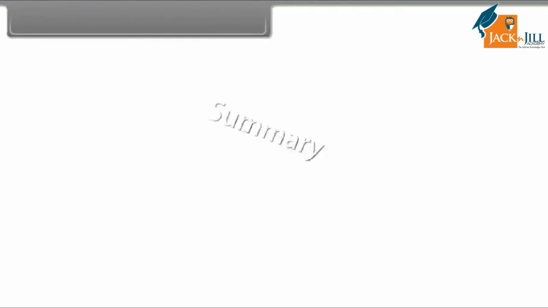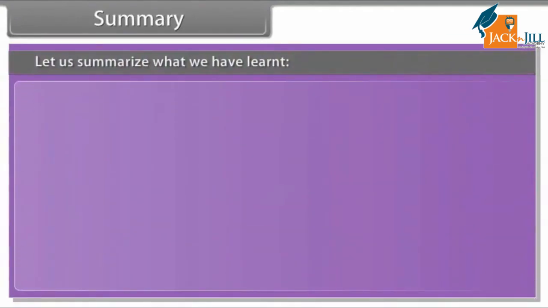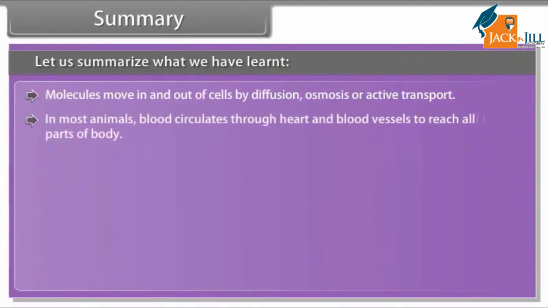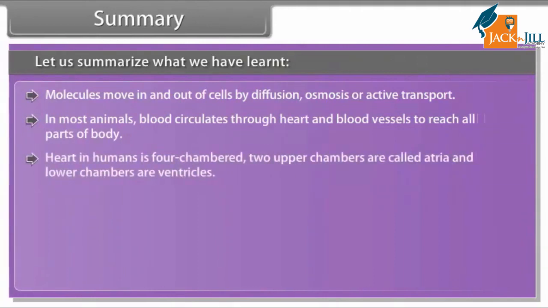Summary. Let us summarize what we have learned. Molecules move in and out of cells by diffusion, osmosis, or active transport. In most animals, blood circulates through the heart and blood vessels to reach all parts of the body. The heart in humans is four-chambered. Two upper chambers are called atria and lower chambers are ventricles.